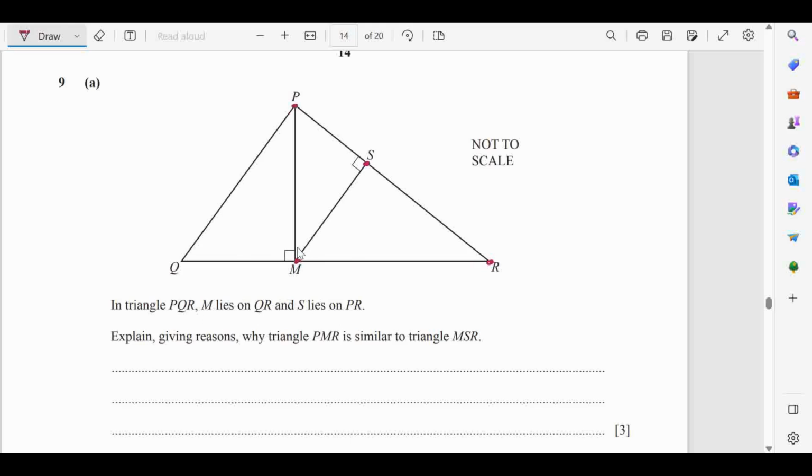So from here we can see that if this angle will also be of 90, and this angle will also be of 90. So it means that angle PMR will be equals to angle MSR. So these two angles will be same, and the reason will be that it will be of right angle, right angle triangle. This will be the first reason, right angle triangle.